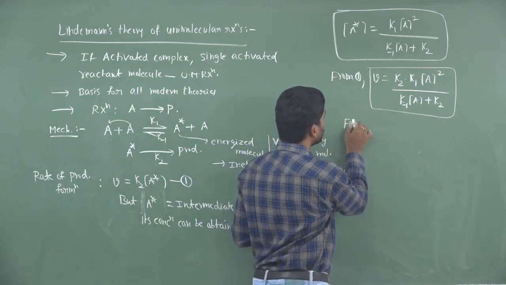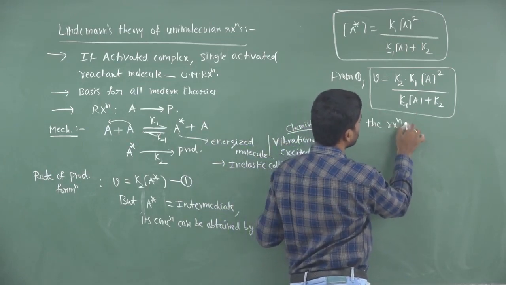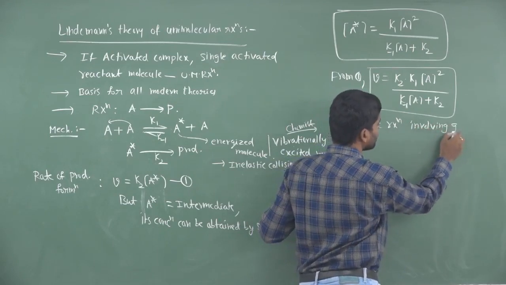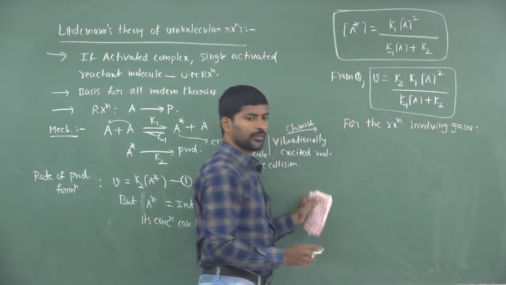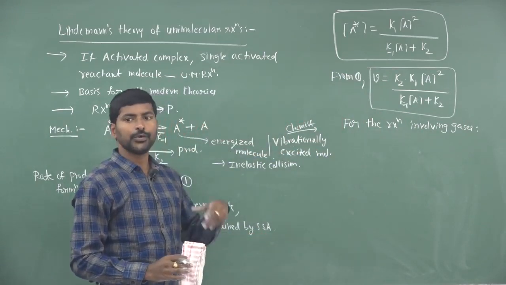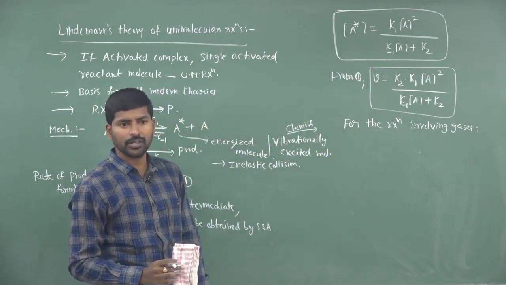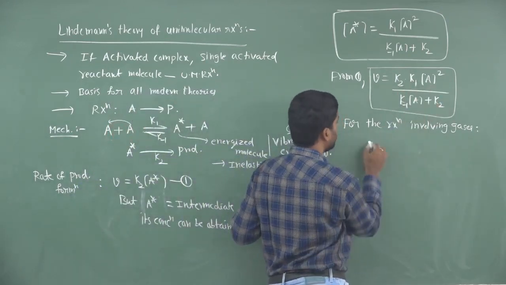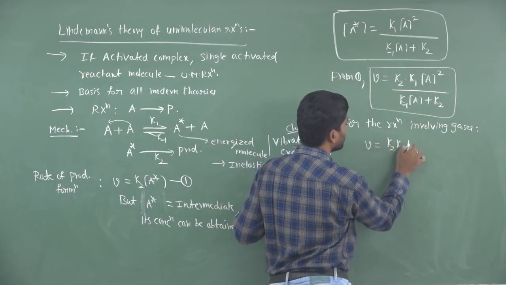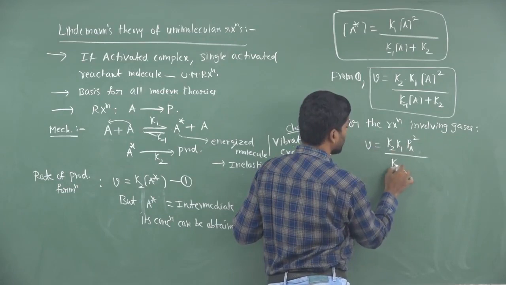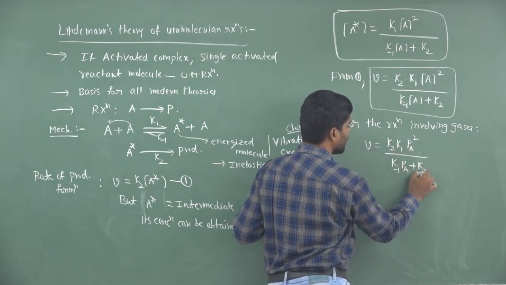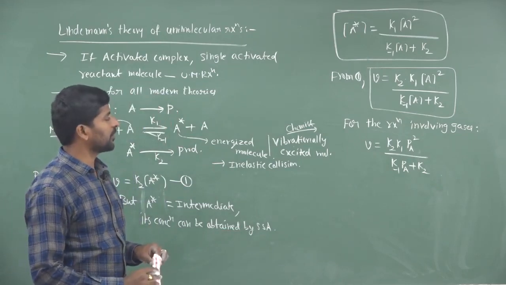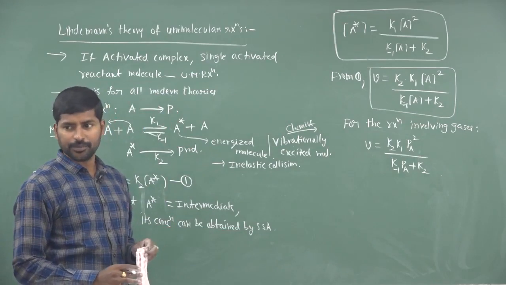For the reactions involving gases, unimolecular gas phase reactions, in such case we replace concentration term by pressure term. K2 K1 PA power 2 by K minus 1 into PA plus K2. For the reactions involving gases, we replace concentration term by pressure term.